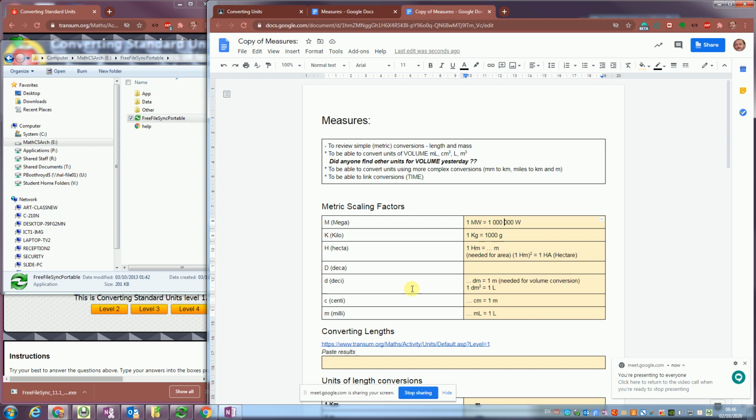Hectare. Let's come down. So we've gone million, thousand. Anyone got an idea what hectare might mean? Hectare. Right, if we step down from 1,000, we get to 100. Now we need that for a measurement of area. 100 meters by 100 meters is called a hectare. So this 1 hectometer squared is 100 meters by 100 meters.